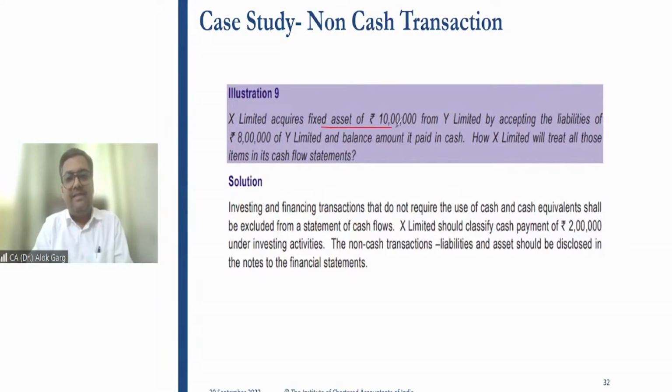X Limited acquires a fixed asset of 10 lakh by accepting the liability of 8 lakh and paying 2 lakh in cash. So X Limited acquired 10 lakh rupees of asset and X Limited said to Y Limited that I'll pay 8 lakh rupees later on. 2 lakh I'm paying right now. So what is the net cash movement? It is only 2 lakh. So your cash payment of 2 lakh rupees has to be shown under investing activity, right? Because it is a purchase of fixed asset. This 8 lakh rupees is a non-cash transaction. It will be reflected when it has to be actually paid, right?